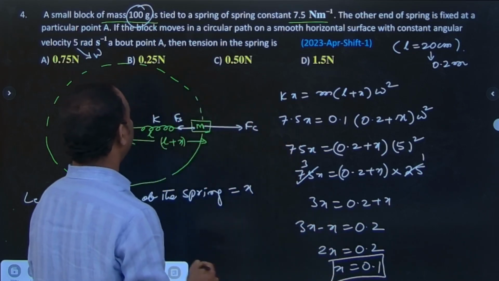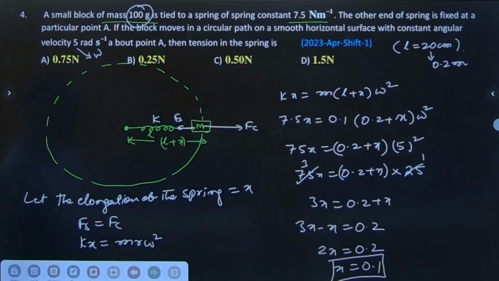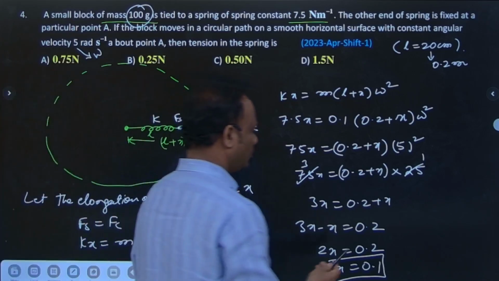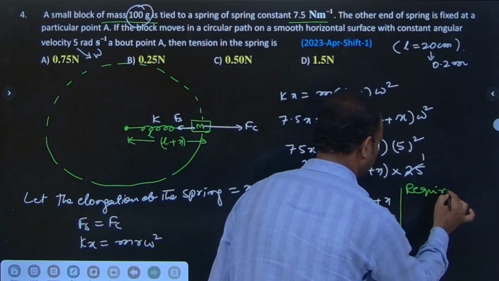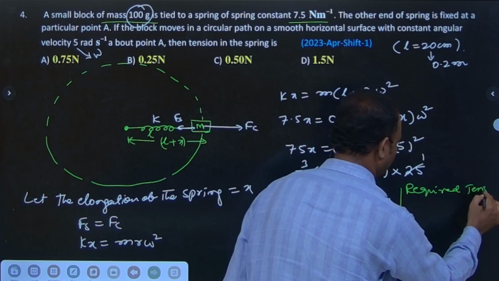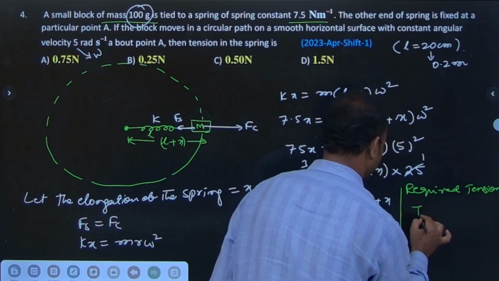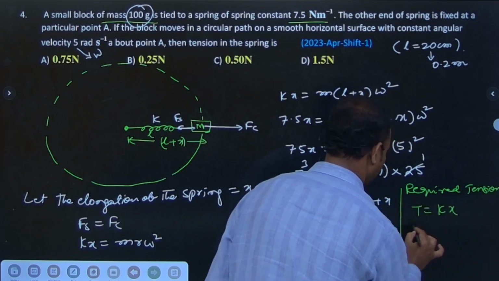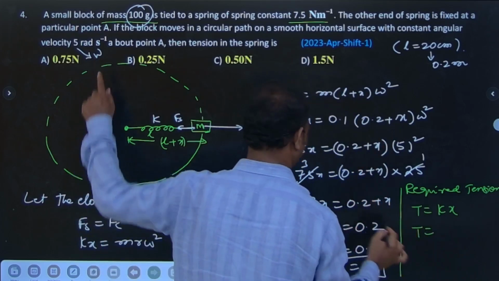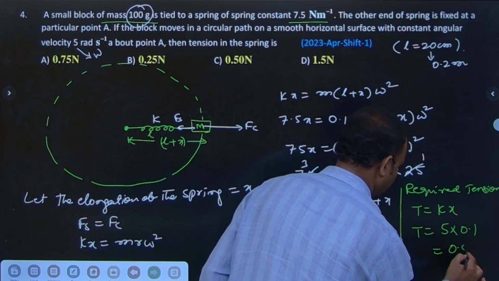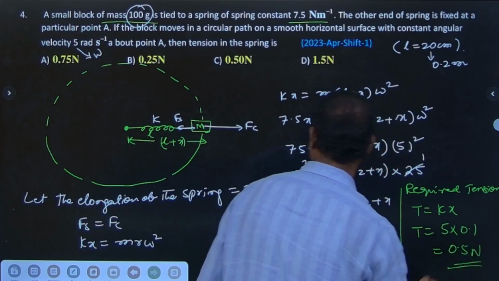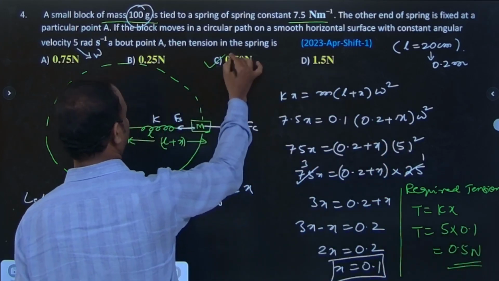Okay, so he's asking about x, and the value of x we got is 0.1. Then what is the required tension? Tension T is equal to kx. The value of k is 5, so 5 into 0.1. The answer is 0.5 Newton. So option C is correct.